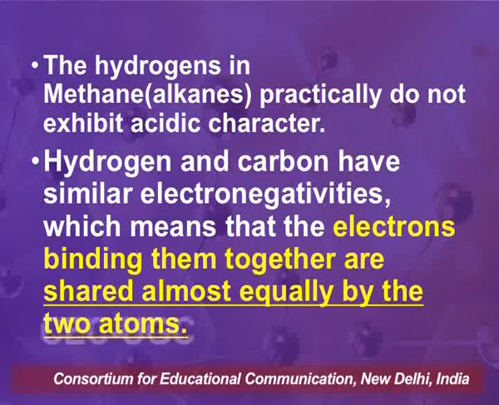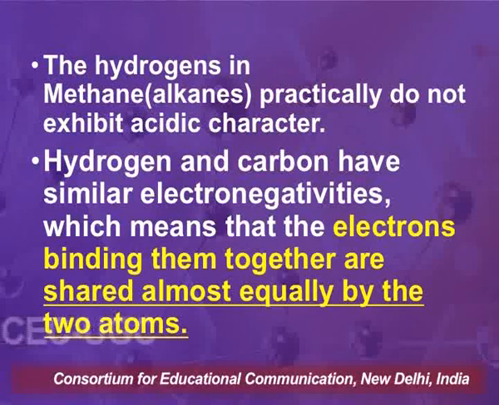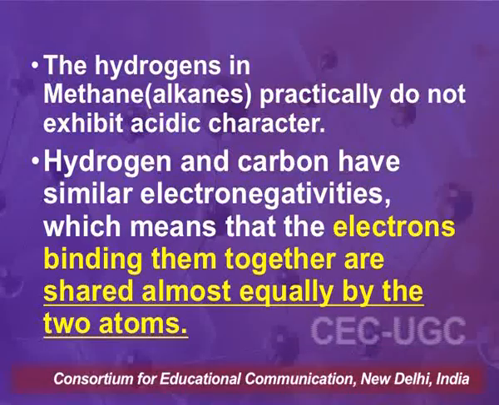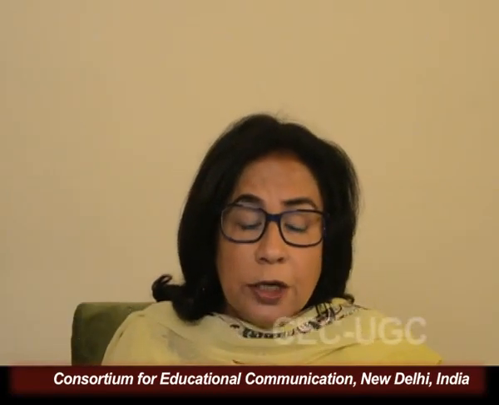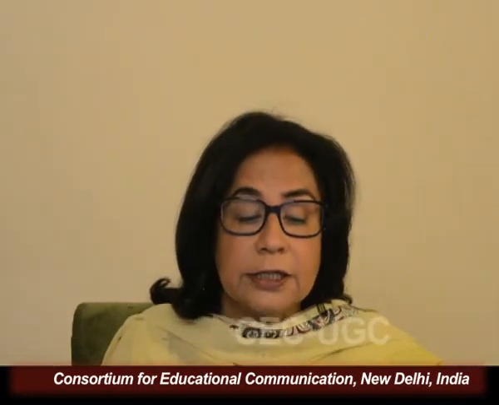Or we can say that carbon and hydrogen have similar electronegativities, which means that the bonding pair of electrons is equally shared between carbon and hydrogen. Or we can say the electrons binding these two atoms are equally shared between these two atoms. Therefore, this bond is strong and it is difficult to break it.